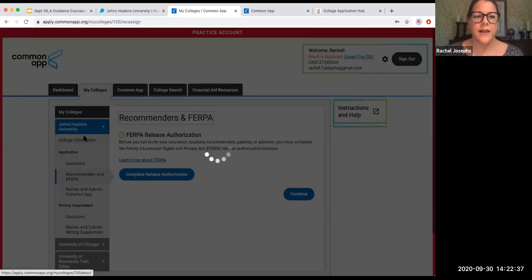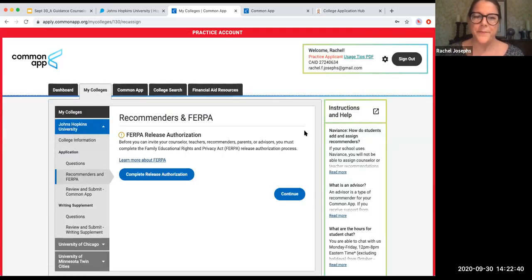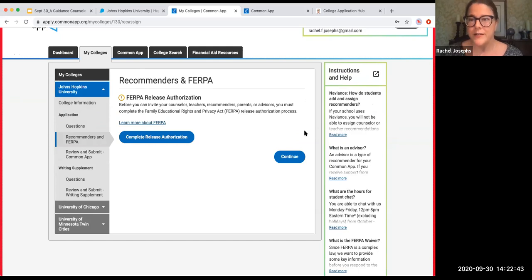So I go to Recommenders and FERPA, and you think, okay, what the heck is FERPA, right? FERPA is a law in the United States that governs student privacy and access to student information. The FERPA law allows students to have access to letters of recommendation that are confidential in the application process once they have matriculated to university. They could technically go to the admissions office and ask to see their confidential letters of recommendation. So what the FERPA release authorization is asking for is for the students to release or waive that right.